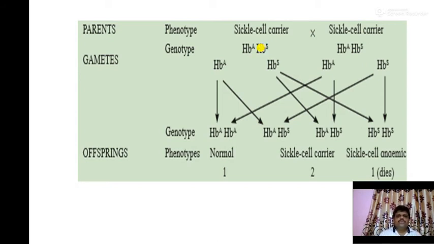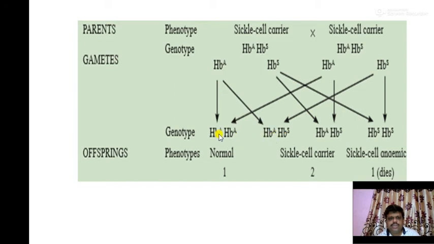So the female will produce gametes like HBA and HBS. Then the male will produce gametes like HBA and HBS. When this gamete fuses with this male gamete, the F1 offspring will be HBA and HBA. Then when the first gamete fuses with the second gamete of the male, that is HBA and HBS, the second offspring will have the genetic makeup HBA and HBS.